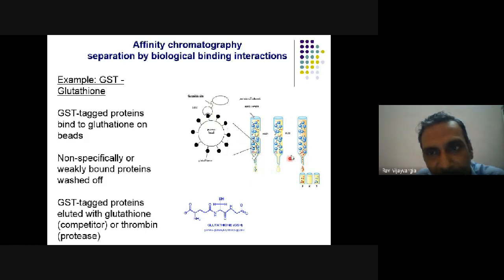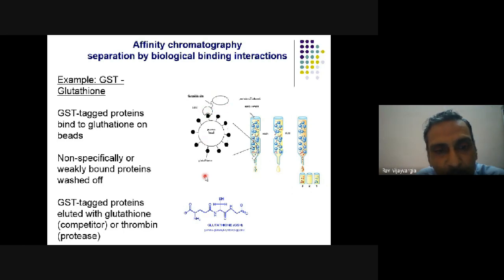When you have to elute your protein, there are two ways. Either you can use a competitor, in this case free glutathione. You add an excess of free glutathione, which will compete with the bound glutathione, and thereby the protein will be eluted out of the column. But in that case, the eluted protein will retain the tag. It will not remove the tag.